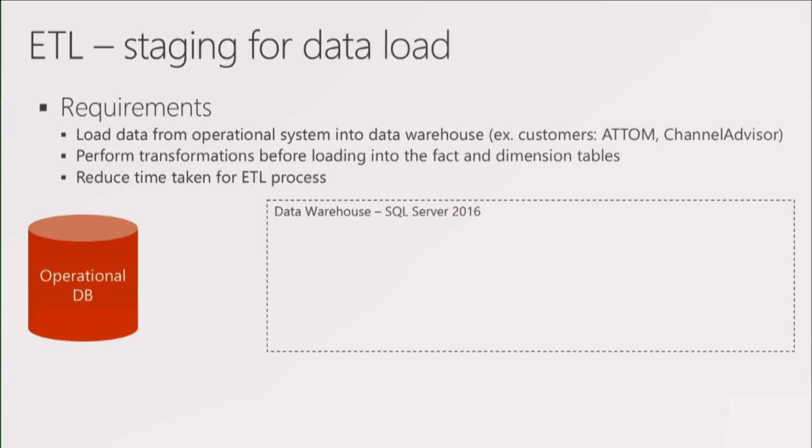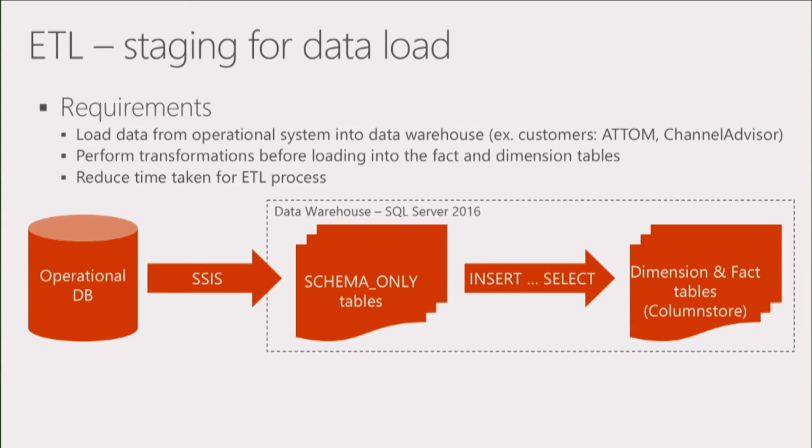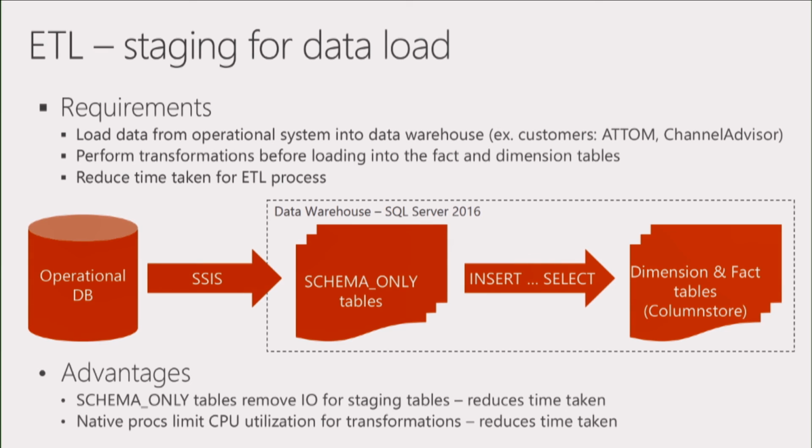So what you typically do for ETL is you have your operational database. You send your data towards your data warehouse, for example, using integration services. This is then loaded into staging tables, and you would use schema-only tables for that to remove I/O and improve data access performance. Optionally, you would do some transformations on that data using natively compiled stored procedures. And finally, you load it into your dimension and fact tables that are probably using column store.